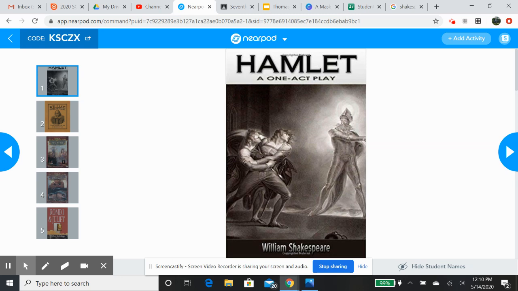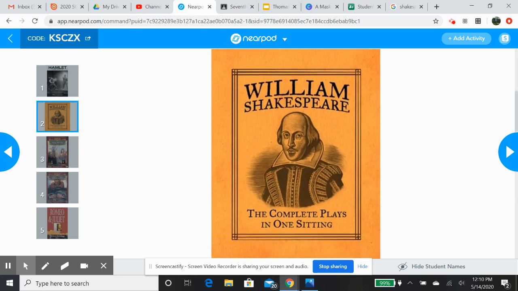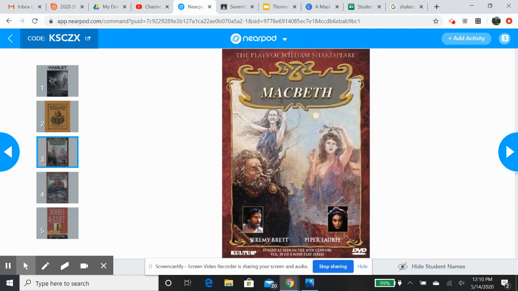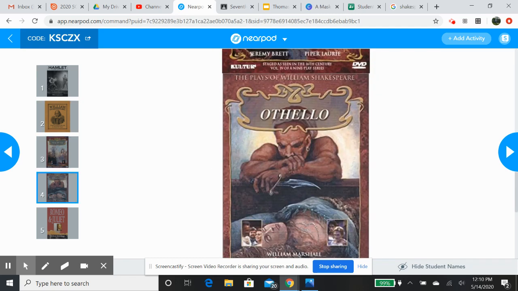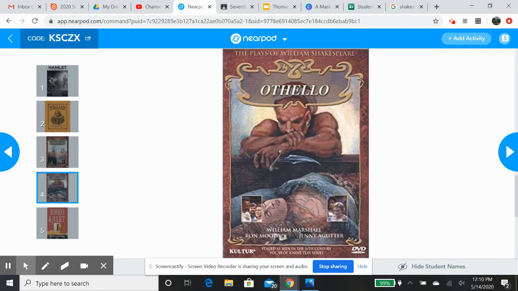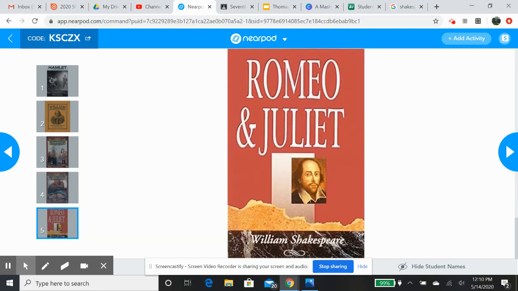So, just some of the posters for his plays. You've got Hamlet, the complete plays in one sitting, William Shakespeare. You've got Macbeth, you've got Othello, and you have his most famous, Romeo and Juliet.